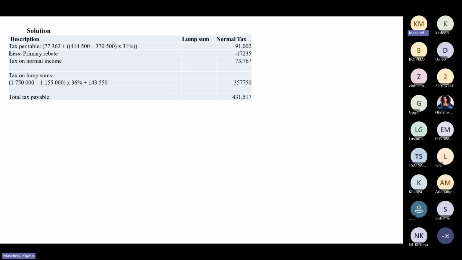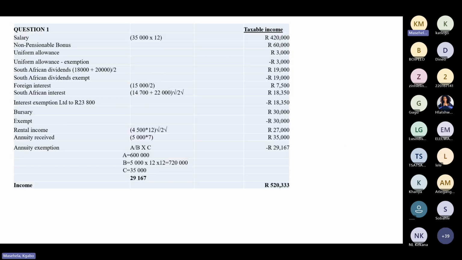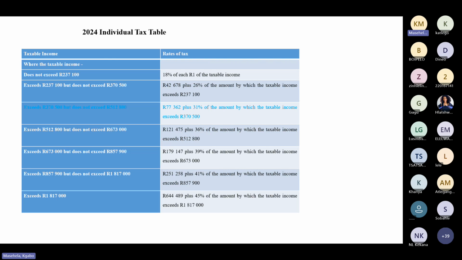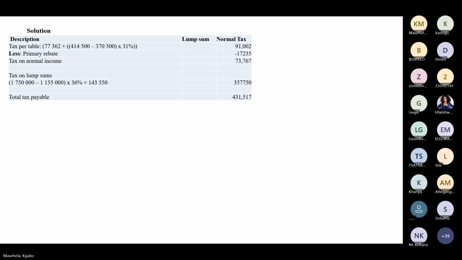And if you don't believe me, let's go back. Our taxable income is 404,500. Let's go to our table, 414,500. 414 is this. Can you see? 31%. 77,362. Then it means we are correct. Then primary rebate, yes, this one, 17,235. Normal tax, 73,767. That is on normal tax, but on lump sum, because our lump sum amount is 1,750,000.